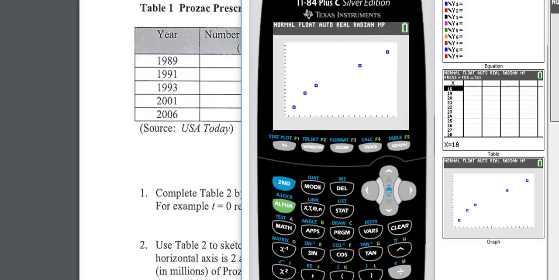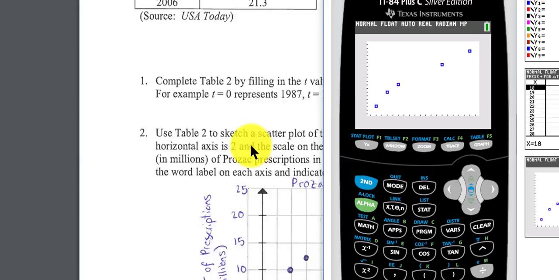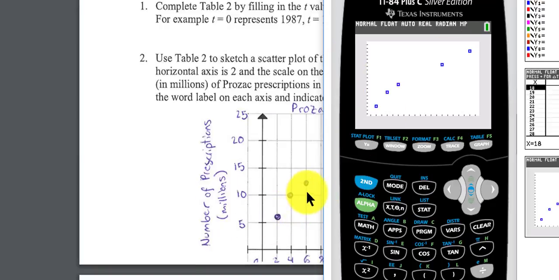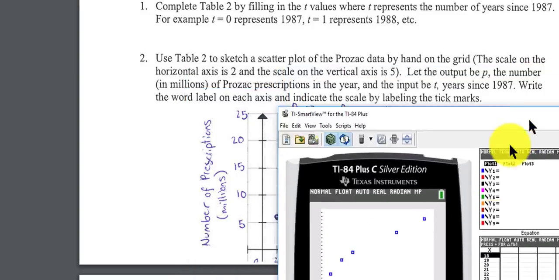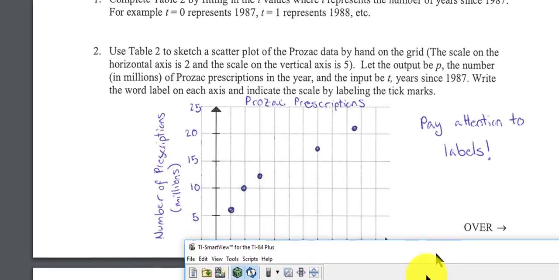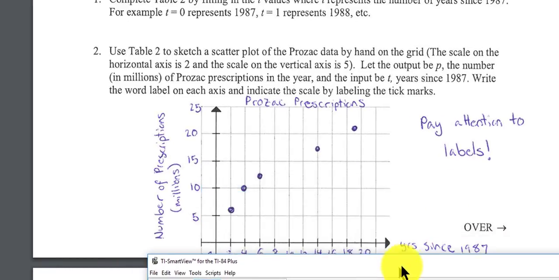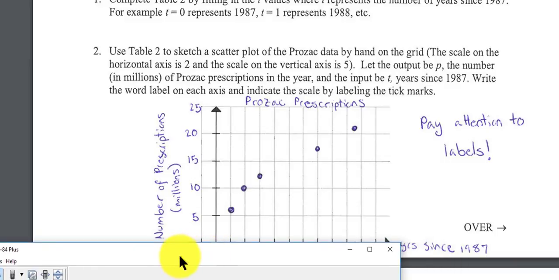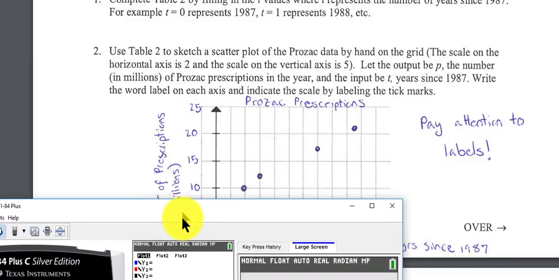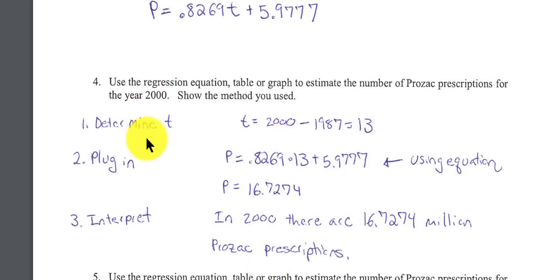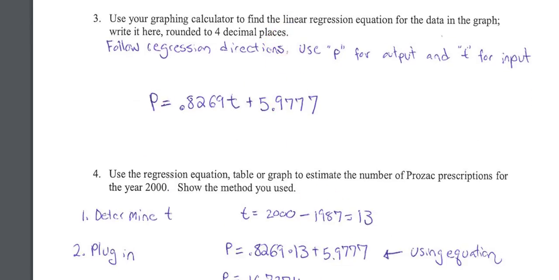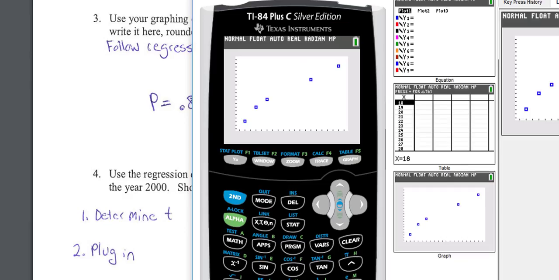All right, so I think this matches what we've done by hand here, right? Notice there's 3 dots. I have 3 dots. Here's 2 dots. If I can move my calculator, you'll see 2 dots. And then notice it says pay attention to the labels, right? The x-axis is years since 87. The y-axis is the number of prescriptions in millions, okay? The next question has us actually develop the linear regression equation, okay?